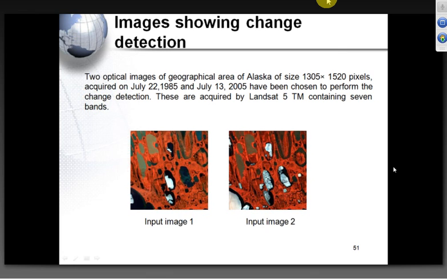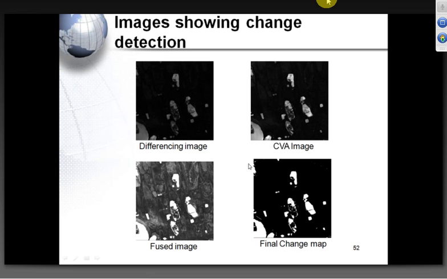These two images are acquired by Landsat 5 TM satellites containing 7 bands. Now, in that particular image, the image differencing algorithm has been applied and a difference image has been created. Then another change detection technique, CVA, that is change vector analysis, is done over the image. Secondly, a fused image has been obtained. And finally, the change map.